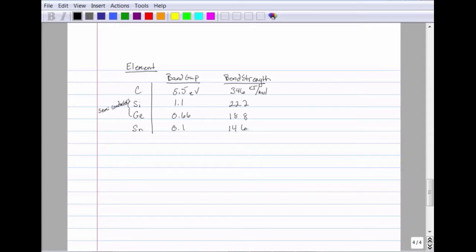And then the cell length is representative of that bond strength. So carbon has the shortest, strongest bonds. It has the smallest cell length.